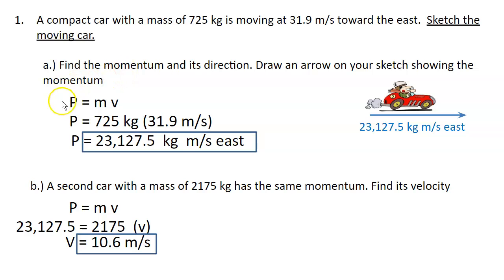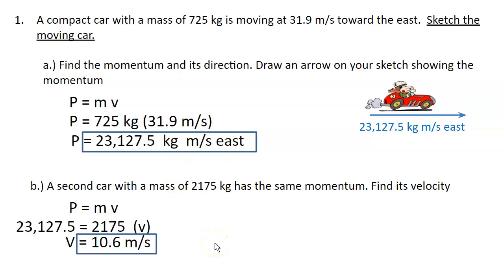So we use the equation that's got momentum equals mass times velocity. They gave us the mass and they gave us the velocity, so that steers us towards selecting the correct equation. M times V gives us a momentum of 23,127.5, and the units are kilograms meters per second. And we included the direction. You could say east or forwards or to the right.